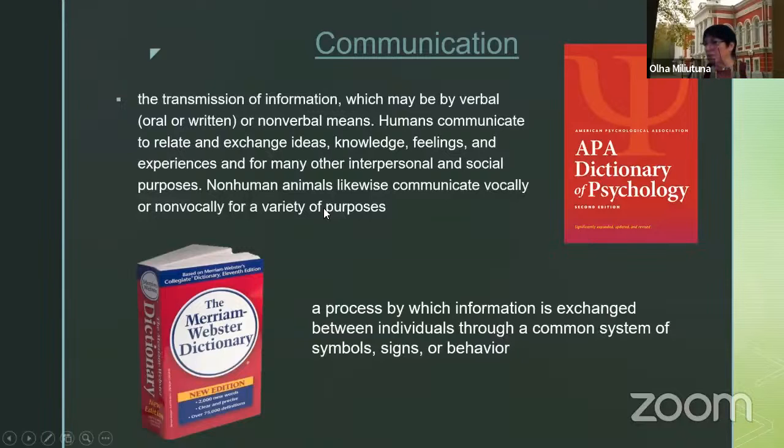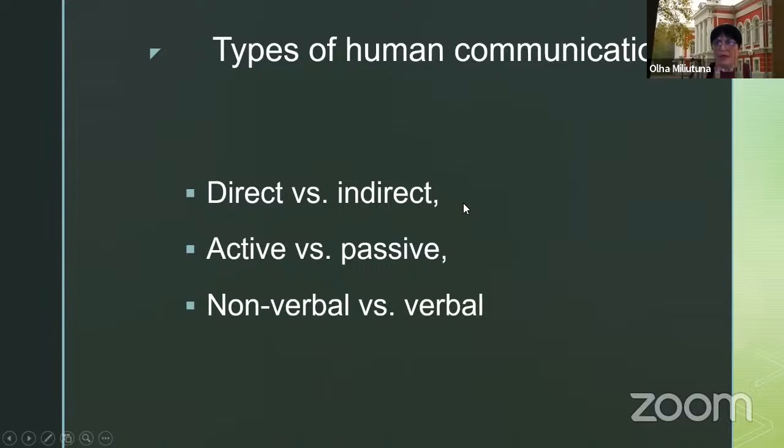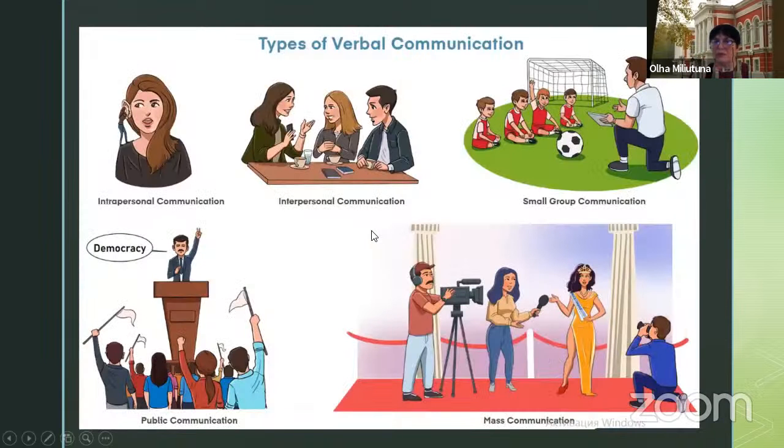There are different types of human communication. According to the style of its realization, it can be direct or indirect. According to the role of participants, active or passive. As to the mode of communication, it can be verbal or non-verbal. We should know that the number of participants of communication may also be different. It can vary from individual, intrapersonal or interpersonal to social, group, public, mass, etc.